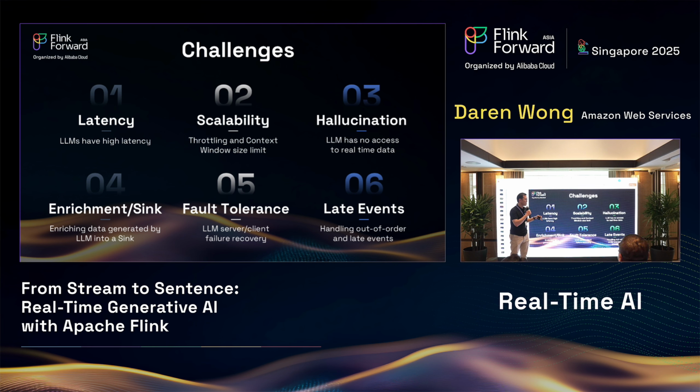And as you can imagine, challenges 3 to 6 can actually be solved with Flink. These are things that Flink is quite good at: enrichment, fault tolerance, as well as handling of late events. And if we can provide it real-time data, we can solve the hallucination problem as well. So let's take a look at how we can do this.